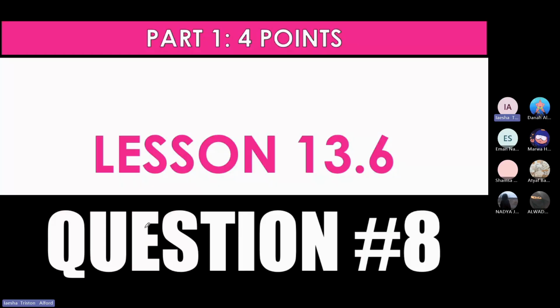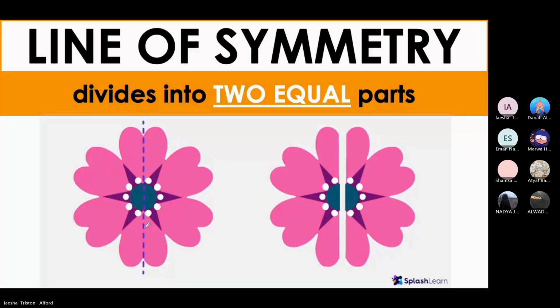Question number 8 is coming from 13.6. This is the one we did last week, right? So we have lines of symmetry. Remember, the line of symmetry is going to divide an image into 2 equal parts, like a mirror image, kind of. So in this picture, if I take this left side and flip it on top of the right side, it's going to match everything exactly.